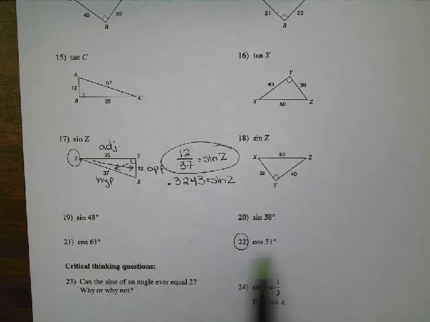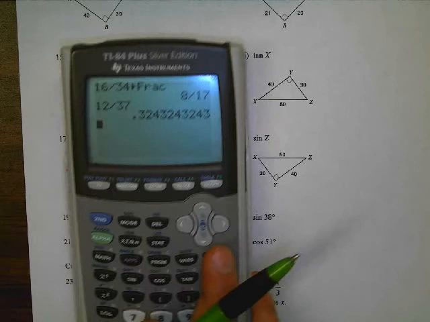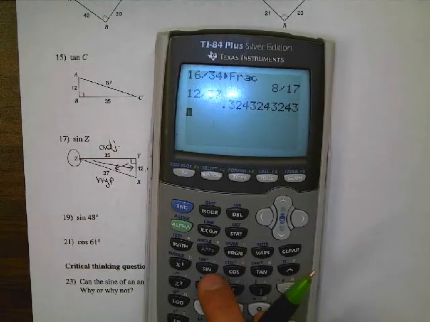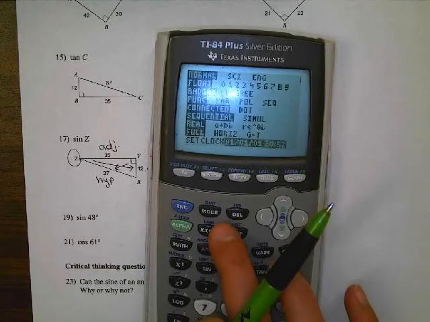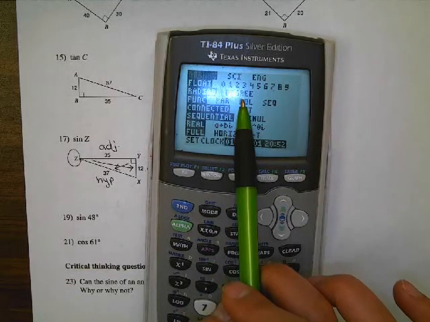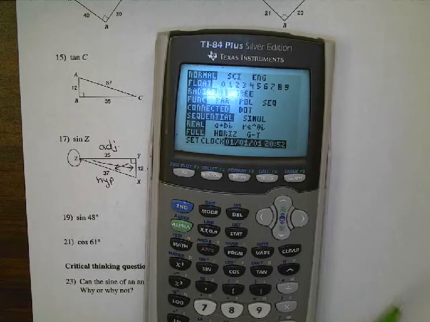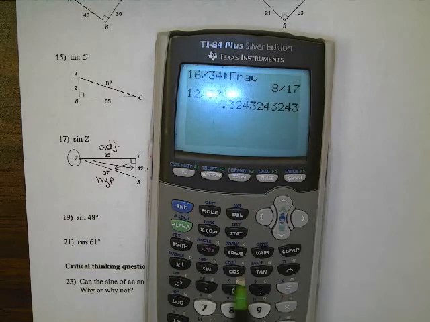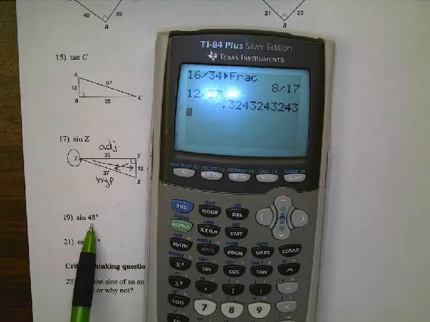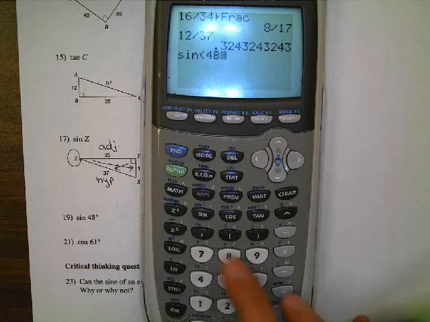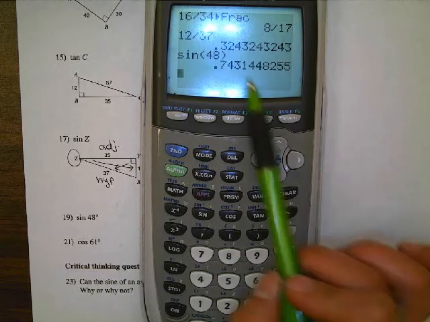To do these, all you're going to do is punch them in your calculator. So example on 19 here, my sine button is located right here. First I check my mode. I have to go to degree mode. So make sure your calculator is in degree mode there. Now I'll quit that screen, and again, here are my trig functions. Sine, cosine, and tangent. Well, 19 says a sine of 48 degrees. So all I'm going to do is push the sine button, 48 degrees, and hit enter.